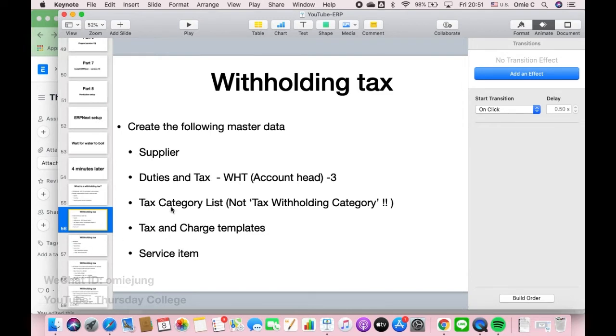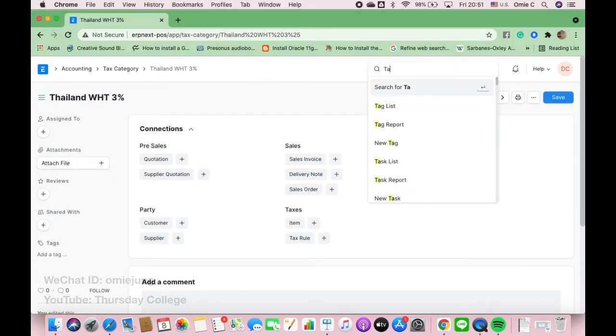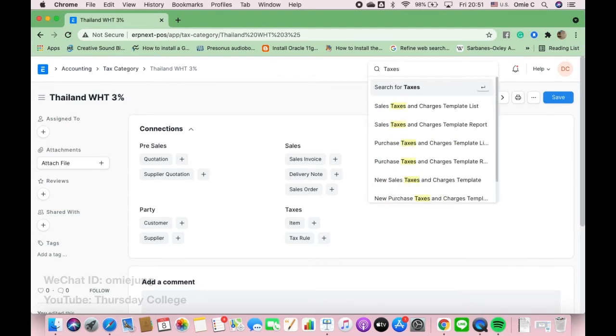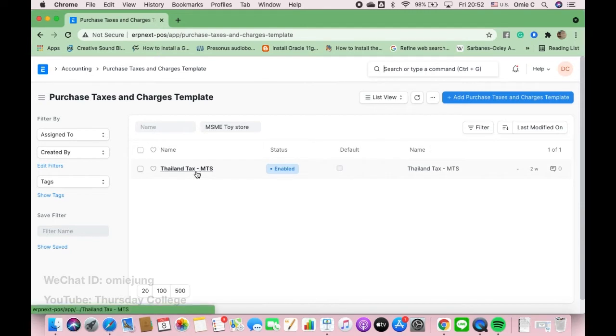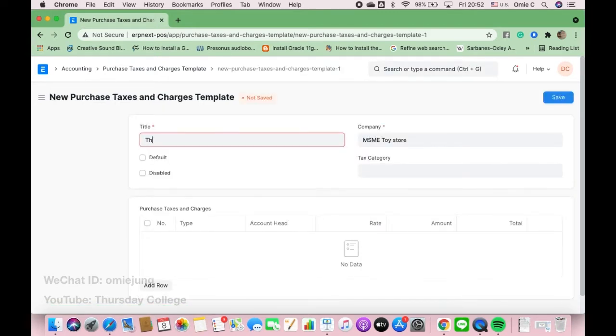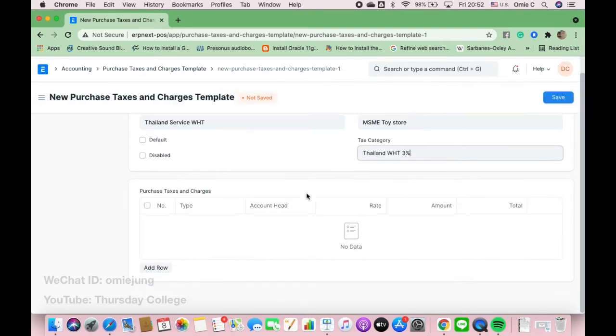Let's say here I go to taxes, purchase. The name should be purchase tax. In Thailand the tax is VAT 7% already, so we're just gonna use something like Thailand service withholding tax. And then the tax category should be that tax category that you made.